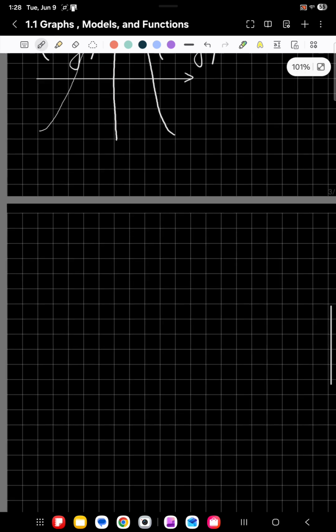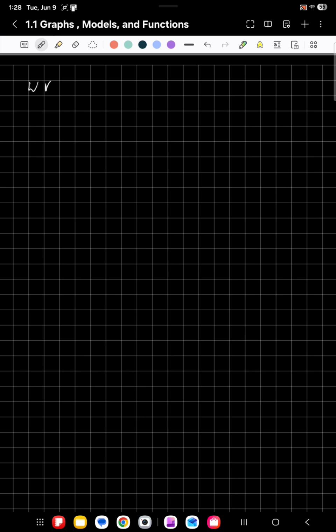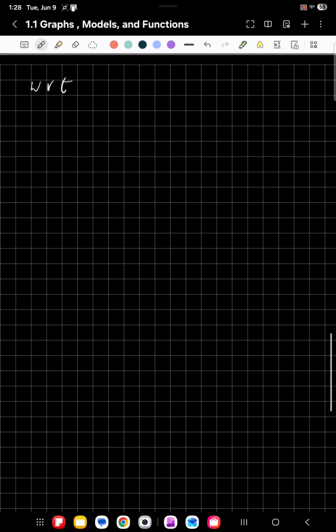The second one, let's talk about the symmetry with respect to the origin.